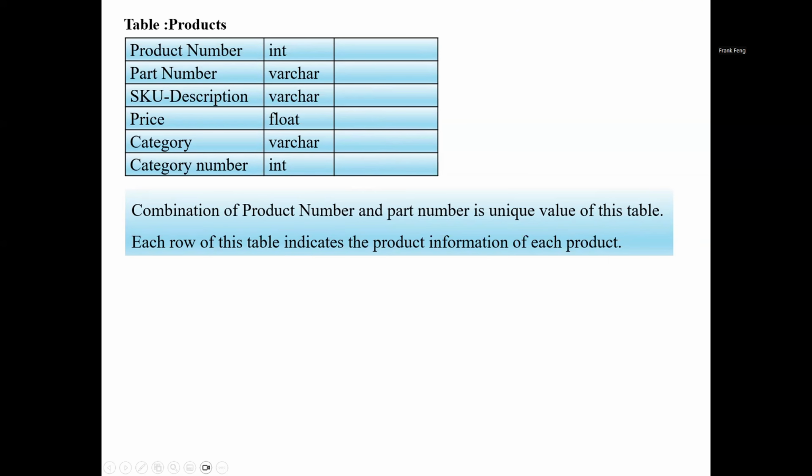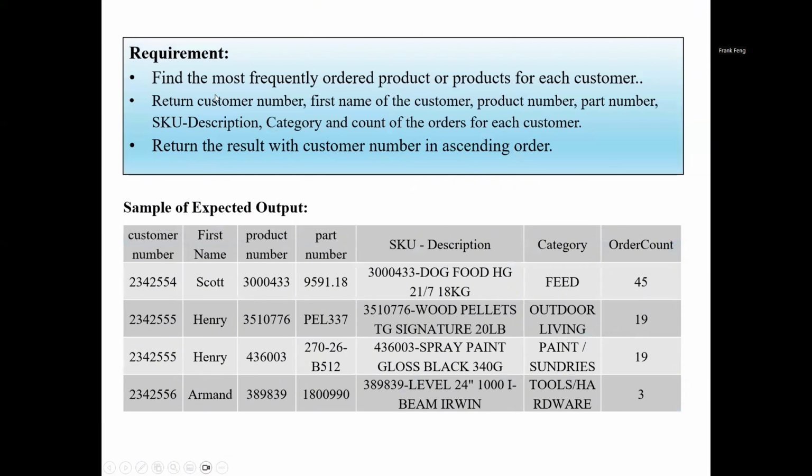Our business goal is to find the most frequently ordered product or products for each customer. Return customer number, first name of the customer, product number, part number, SKU description, category, and count of the orders for each customer. Return the result with customer number in ascending order. The sample of expected output is something like the table.